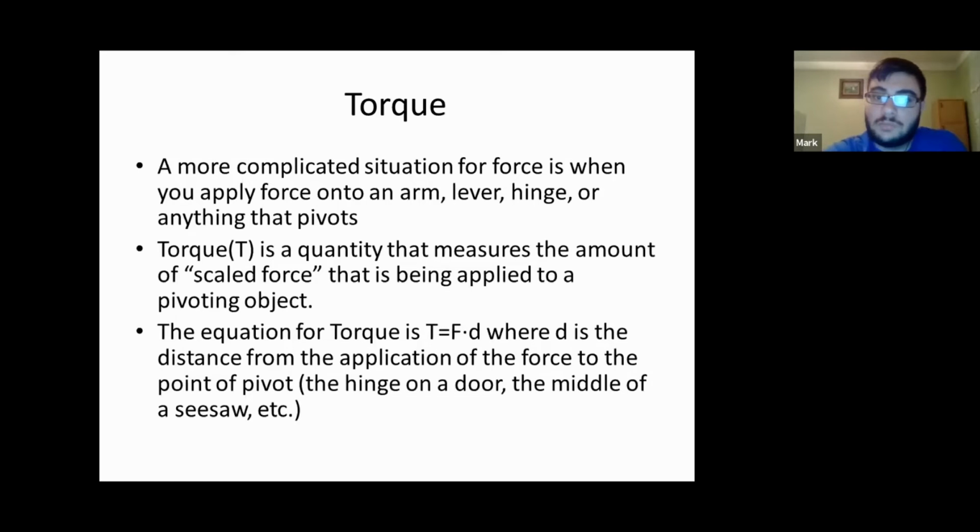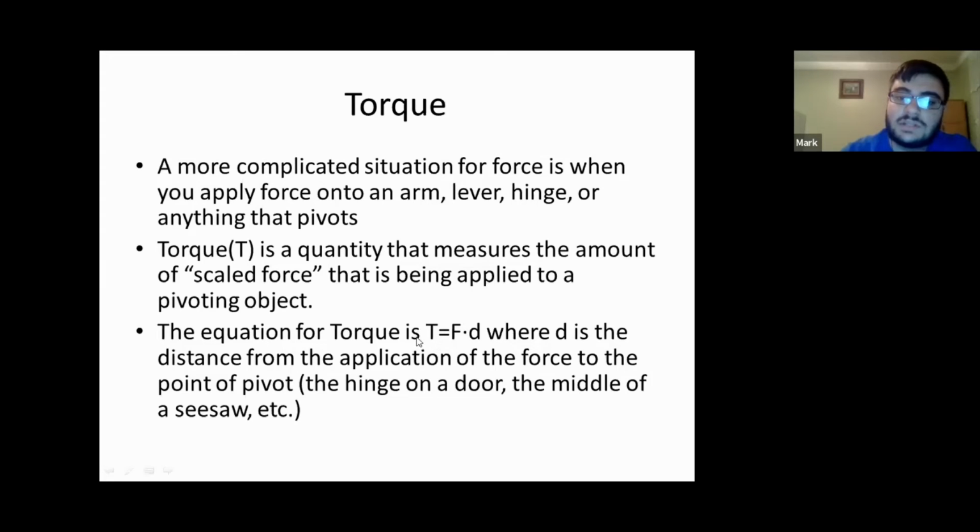This is called torque. You can think of torque almost as a scaled force that is being applied to a pivoting object. What I mean by scaled, and this is not a textbook definition, is that not all of the force is going straight into pushing the object, right? And the equation for this is torque equals force times distance. And I know it looks like a T, but it's actually not a T.